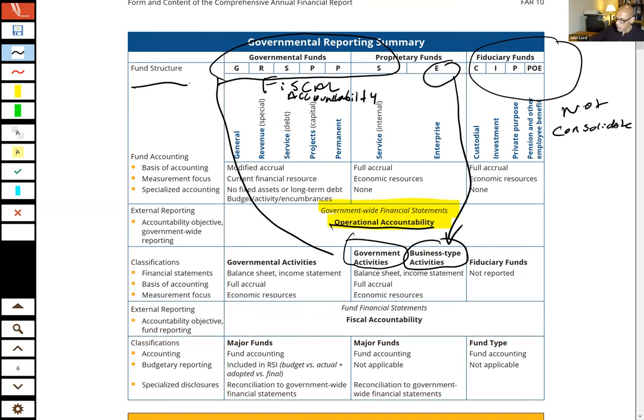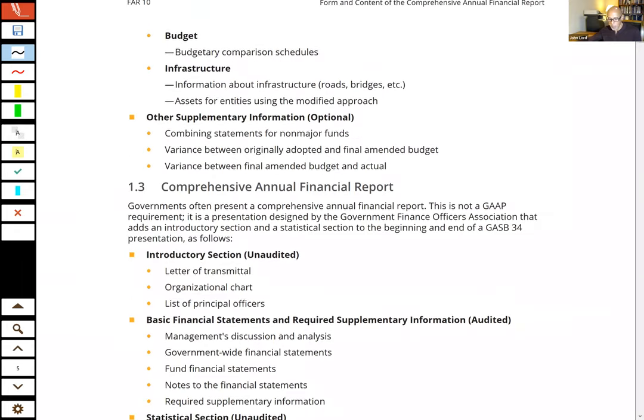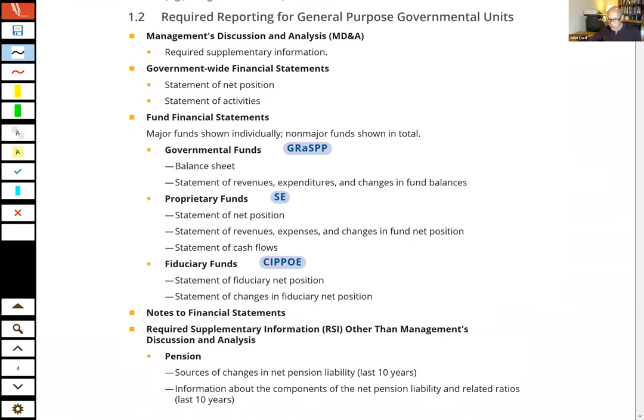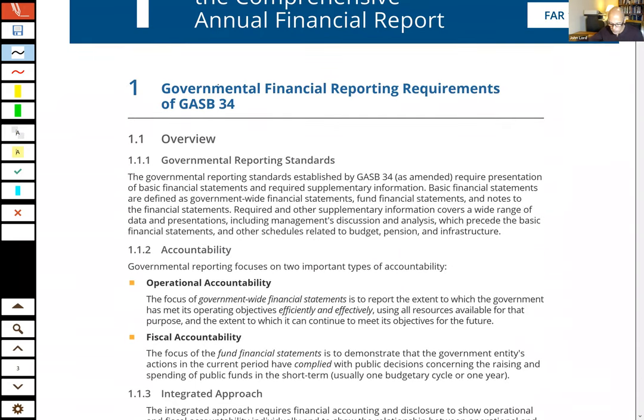Now you come back to the top, and let's take a look at what they say here. Operational accountability is the focus of the government-wide statements. Fiscal accountability is the focus of what? The fund statements. You saw that. I wrote that on that graphic, but I want you to flashcard that because they could potentially ask you that.